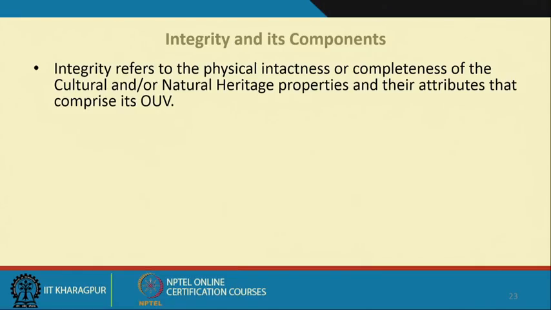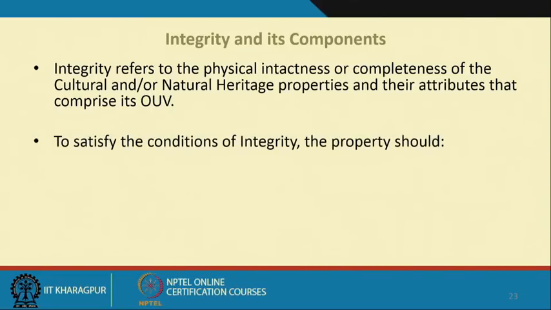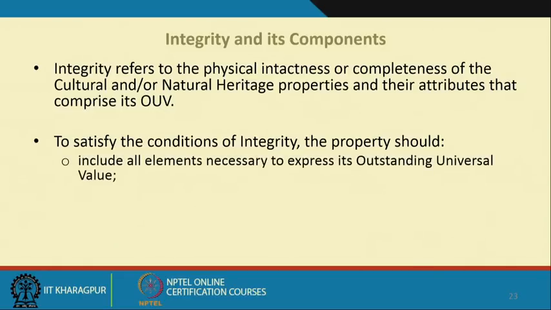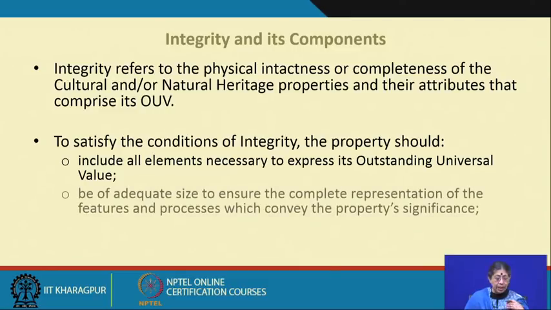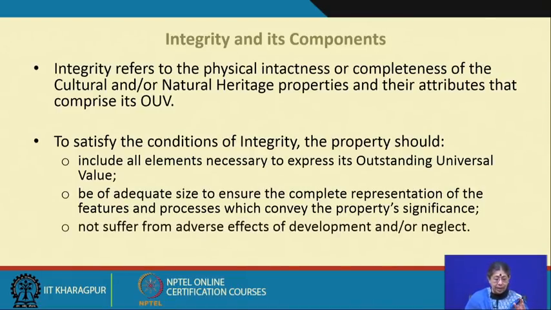So, integrity and its components, what are they? Integrity refers to the physical intactness or completeness of the cultural or natural heritage properties and their attributes that comprise its OUV. To satisfy the condition of integrity, the property should include all elements necessary to express its outstanding universal value and be of adequate size to ensure the complete representation of the features and processes which convey the property's significance, and not suffer from adverse effects of development or neglect.